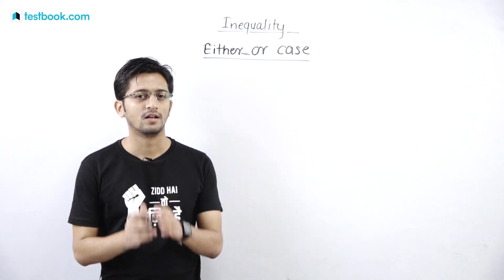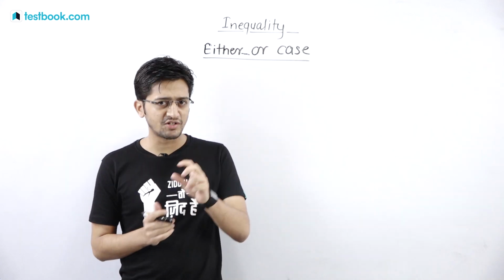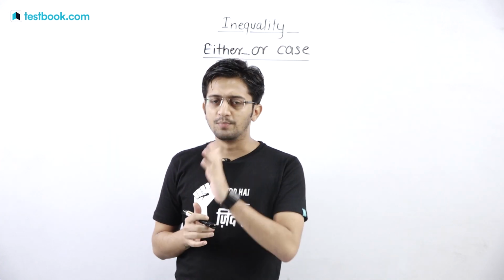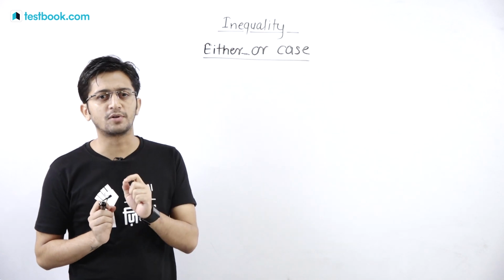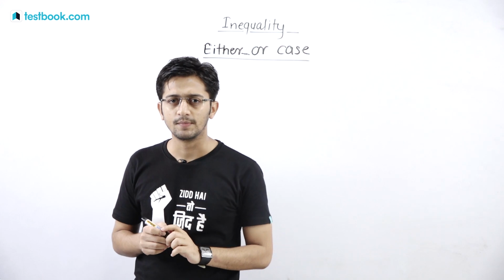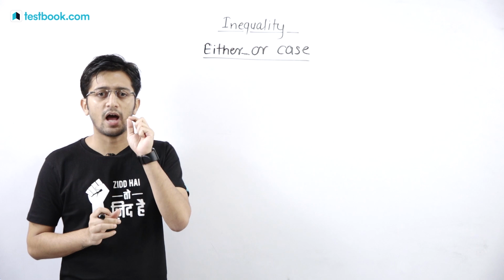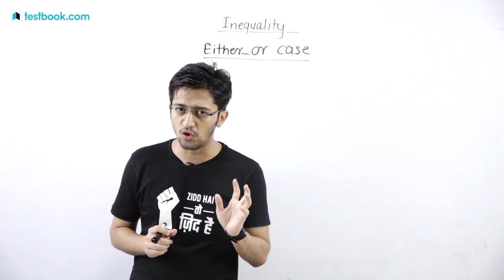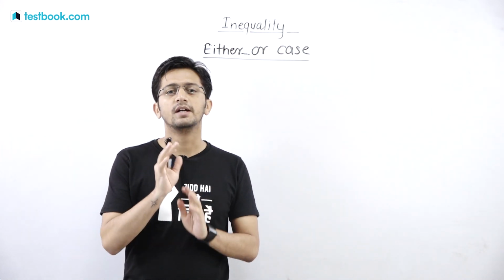Hello everyone. In the previous session we learned about inequalities, their basic concepts and how to solve questions based on those simple symbols. Now we are going to learn a new concept in the chapter inequality, and that concept is the either-or case in inequality. Most of the time you come across 5 options, and among those 5 options one option is "either 1 or 2 follows." What that option exactly means, we are going to see in this lecture.